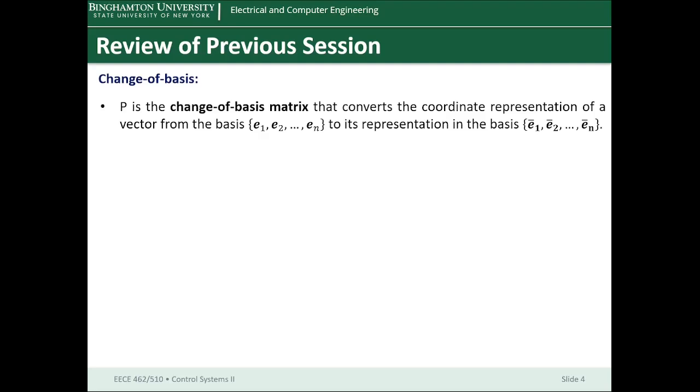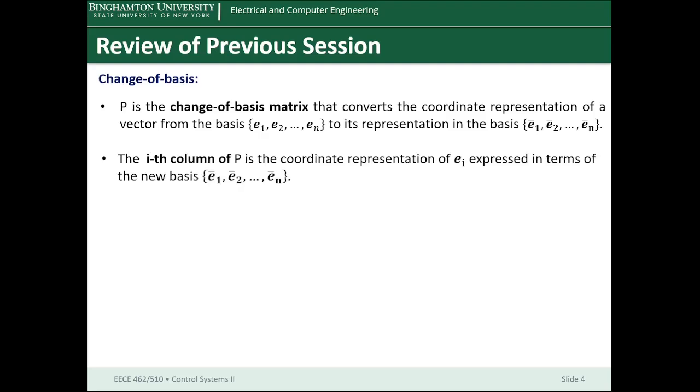Here is how it works. Suppose we have two bases, the old one and the new one. To build the change of basis matrix P, we take each vector from the old basis e_i and express it in terms of the new basis e bar 1 all the way to e bar n. The coefficients that appear in this expression form the column of the matrix. So the ith column of the change of basis matrix is exactly the coordinate representation of the ith old basis vector expressed in terms of the new basis.